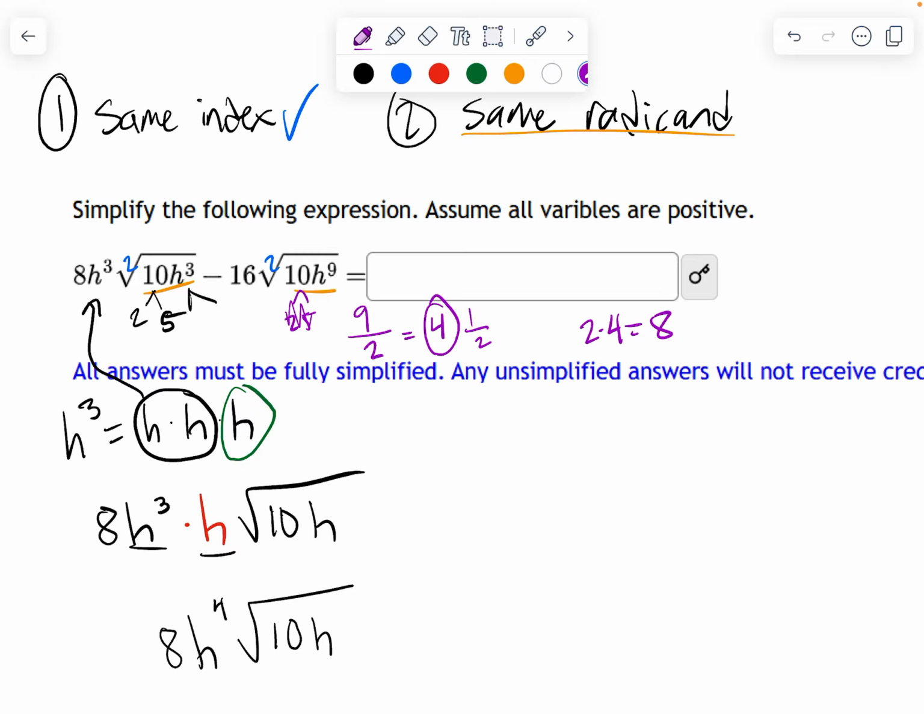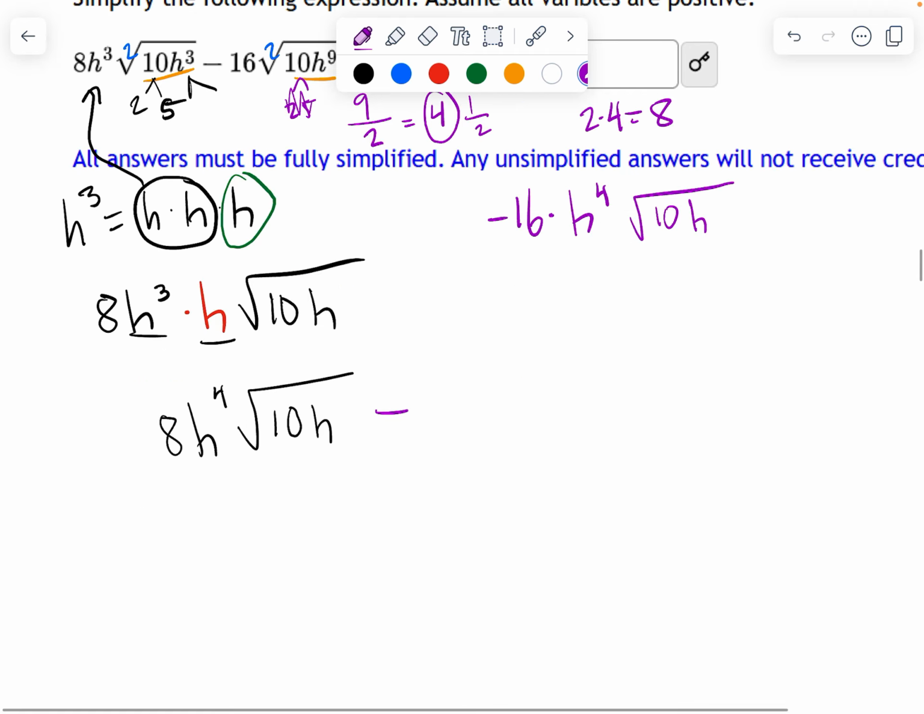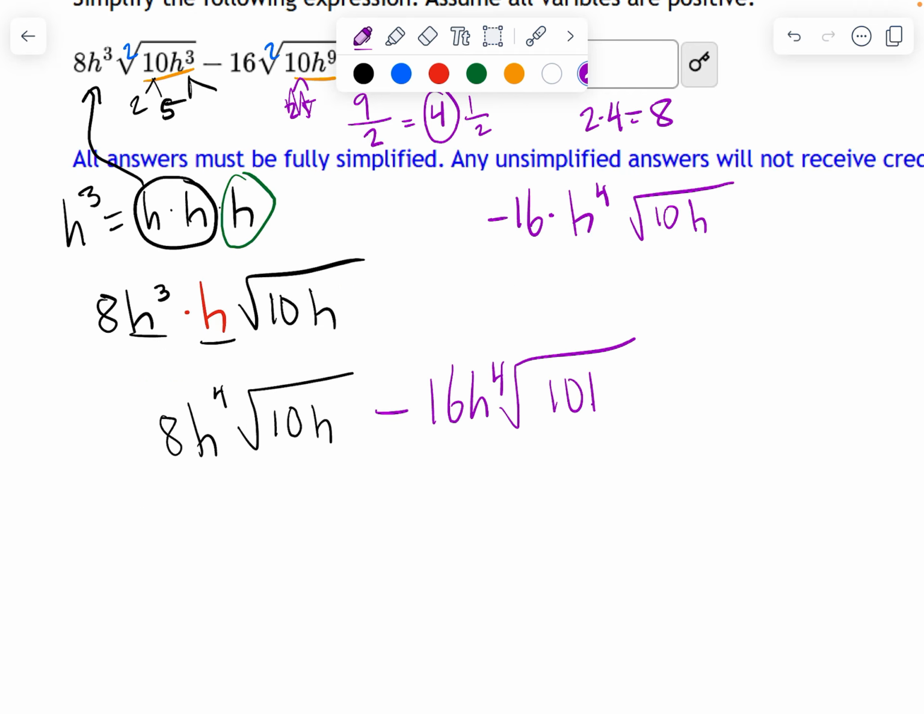So that means that I have negative 16 times h to the fourth, because I have 4 pairs I can make out of 9. And then square root of 10, and because that only used 8 of my 9 h's, there is 1 h remaining inside. So that means that we have minus 16h to the fourth square root 10h.